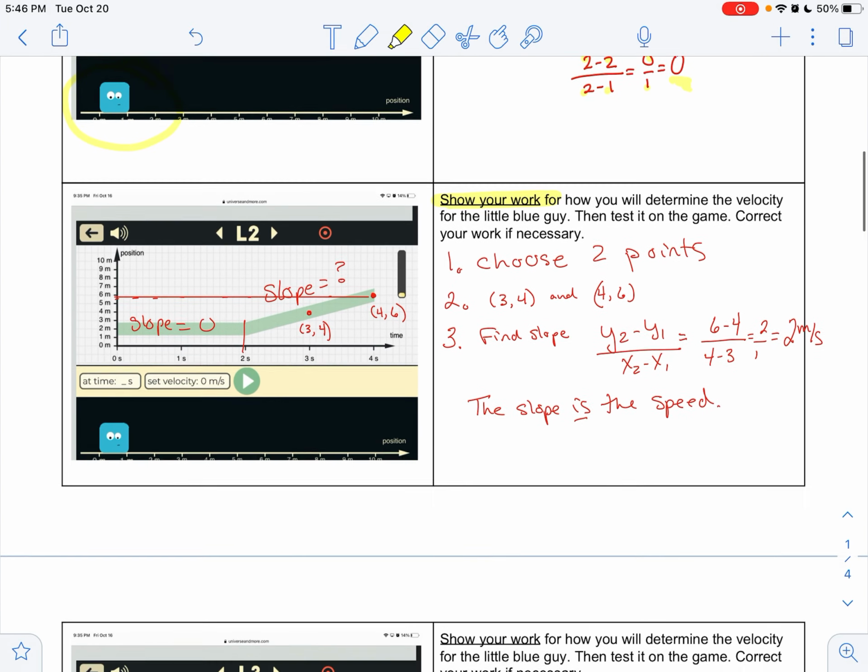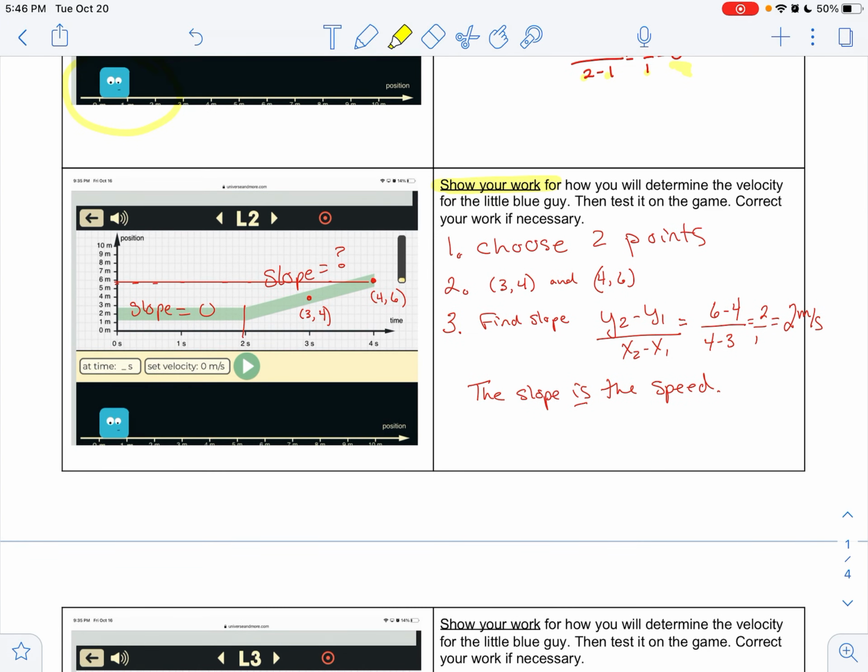Now we get a better example on number 2. For number 2, I've restated the rules for finding slope for you. We did it about a week ago. Step 1, choose 2 points. The only part of this graph I'm interested in is over here. I already know the slope of the first part of this graph is 0 from above and experience in math and science. So I'm interested in what happens after the time called 2 seconds.